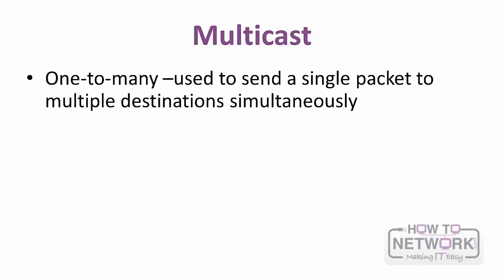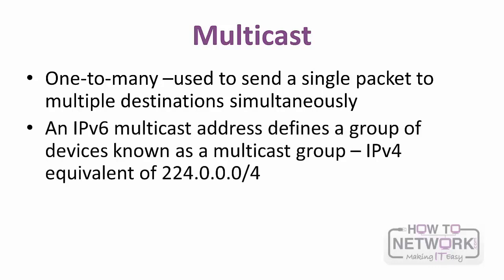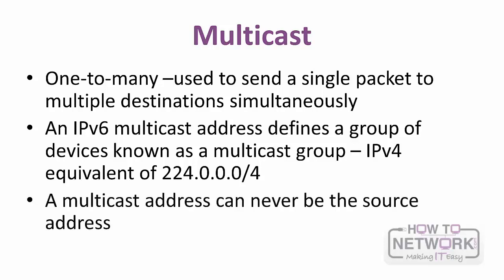Multicast is a one-to-many technique used to send a single packet to multiple destinations simultaneously, in contrast to a unicast address, which is a one-to-one technique that sends a single packet to a single destination. An IPv6 multicast address defines a group of devices known as a multicast group. It is the IPv4 equivalent of 224.0.0.0/4. A packet sent to a multicast group always has a unicast source address. A multicast address can never be the source address.